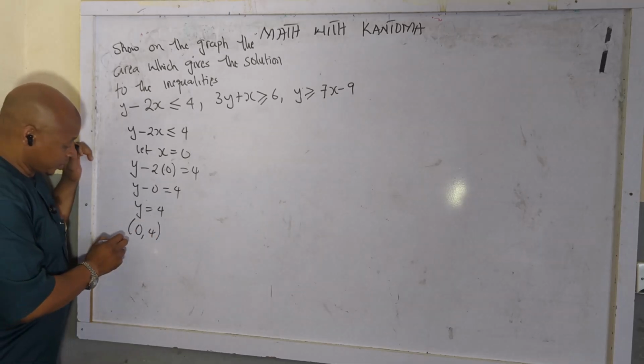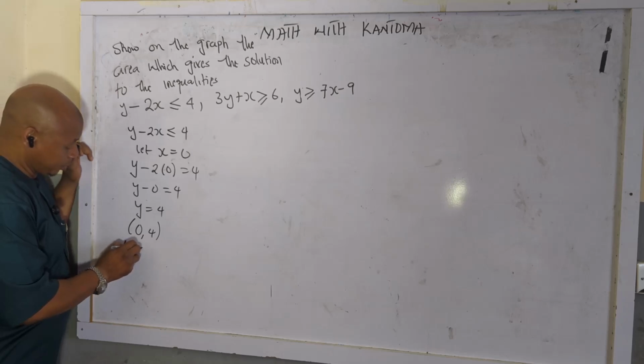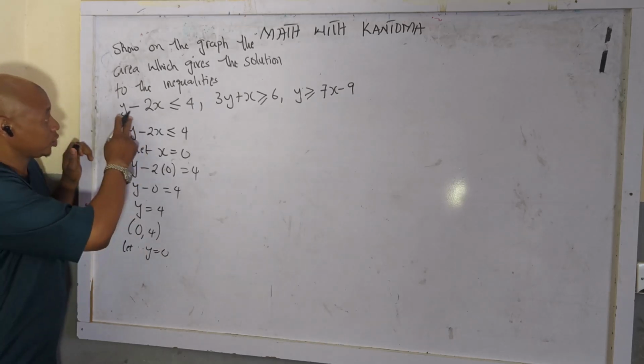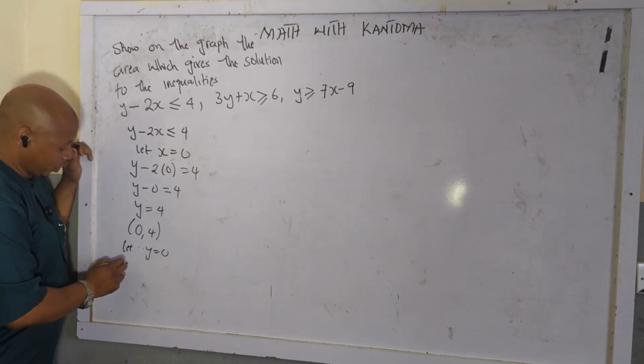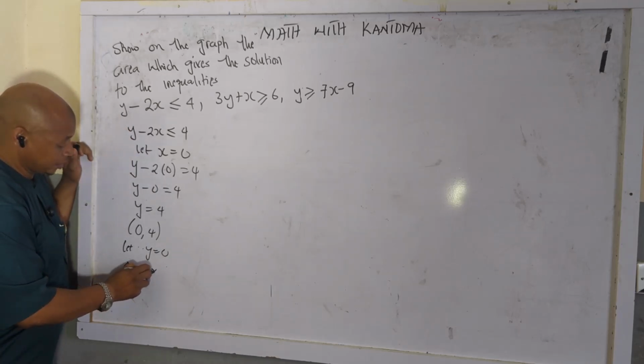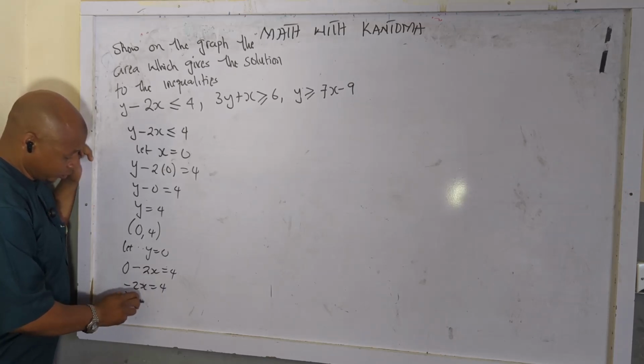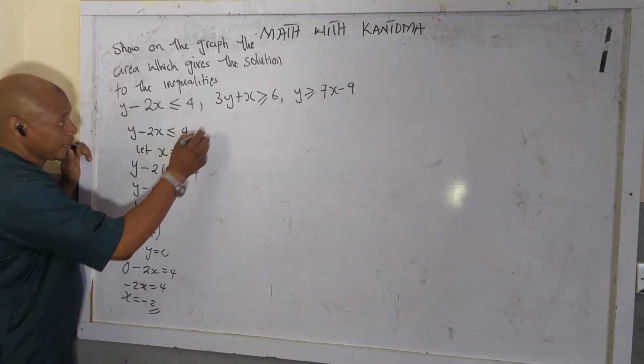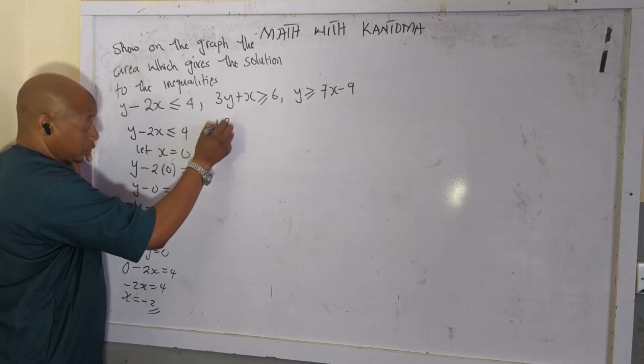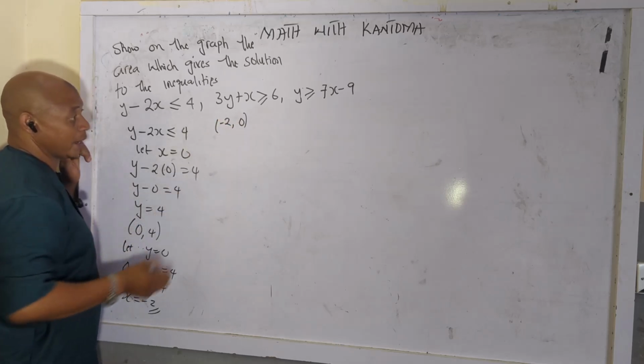And then let y be equal to 0 also. So when y is 0, substitute the value of y in the equation. So we have 0 minus 2x is equal to 4. So minus 2x is equal to 4, so the value of x will be equal to minus 2. So when x is minus 2, the corresponding value of y is 0.